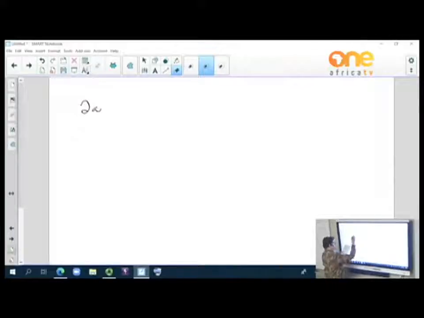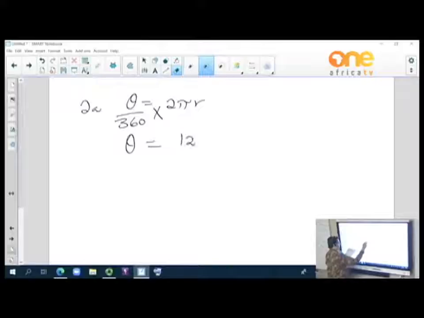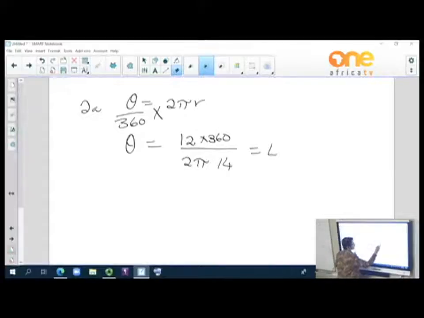So I'm then going to say, using my same formula, theta is equal to the arc length times 360 over 2 pi r. The arc length is 12 times 360, and what was your radius? 14. Now the radius is 14 all the time. Okay, the answer is 49. Did you have that correct? Okay, so that's why we do that.